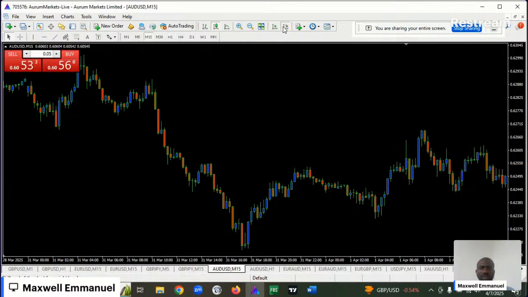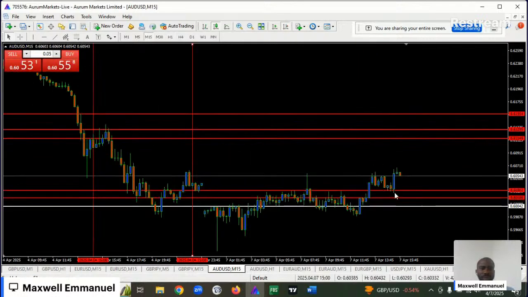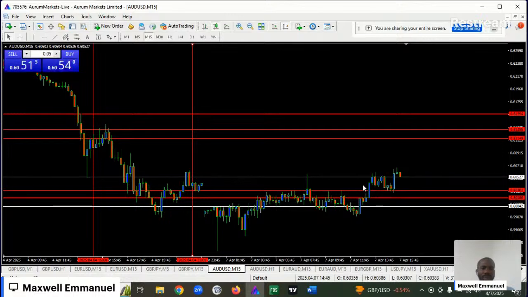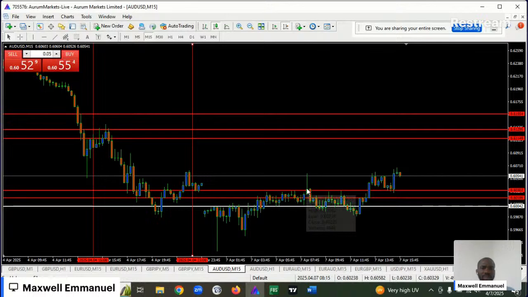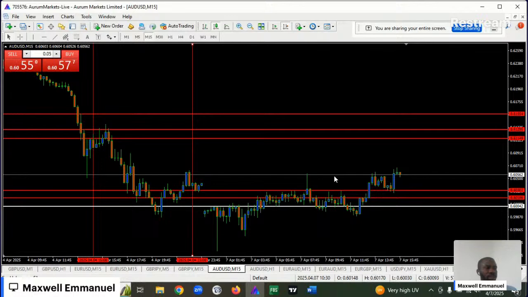Let's see on 15 minutes. So price pulled back, tested that fair value gap, and the reason the gap didn't get filled entirely could be that resistance was created here. So price just pulled back to test this resistance that was broken. So Australian dollar USD is still bullish at the moment.